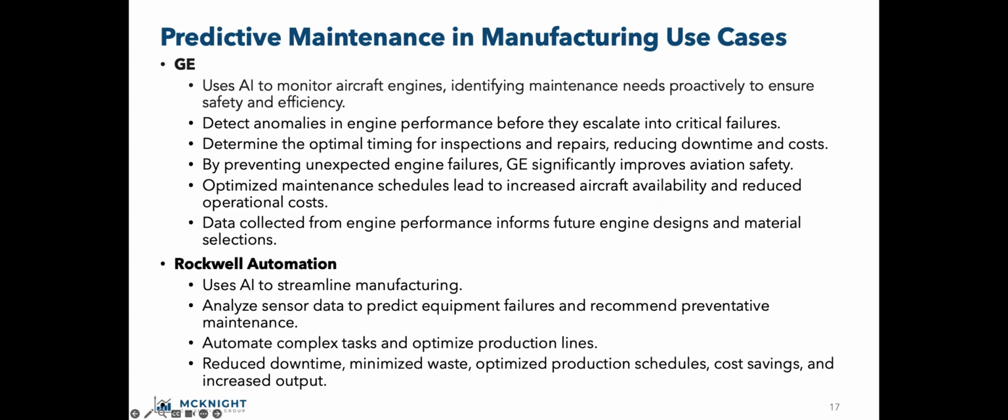Predictive maintenance in manufacturing: GE monitors aircraft engines. Now, a Boeing 747, as an example, contains over 6 million individual parts. An aircraft engine alone can have between 20,000 and 40,000 parts. Now, is there a sensor on all of these parts? Obviously not. But there are plenty of sensors on an airplane, and they are monitoring things like, in various areas, vibration, temperature, pressure, humidity, oil quality, and other things. And the combination of the readouts, on a real-time basis, can indicate more or less which parts might be failing. There's also Rockwell Automation, which uses AI to streamline their manufacturing, and they analyze sensor data to predict equipment failures and recommend preventative maintenance.